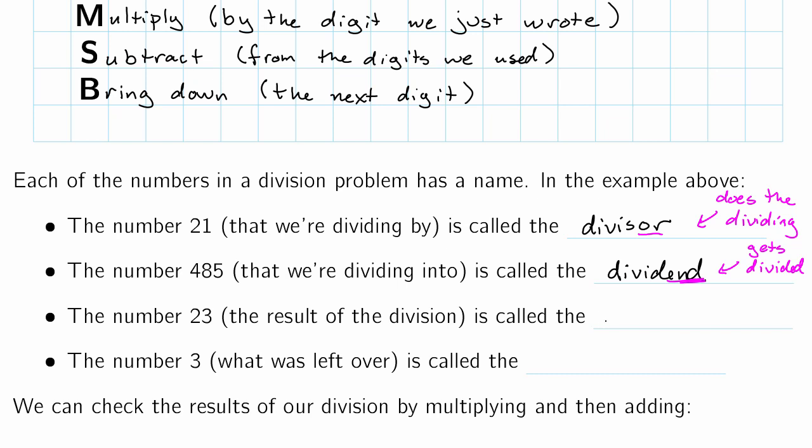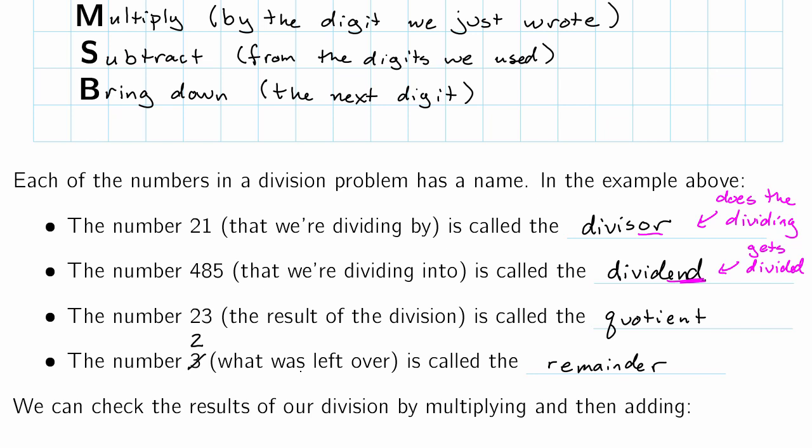The result of the division is called the quotient. And then the last number, what was left over, is called the remainder. It looks like that's a typo in my lecture guide. That should have been 2 is the remainder.